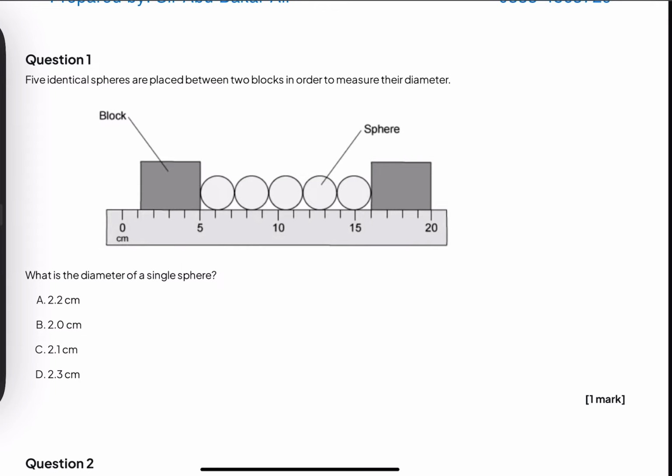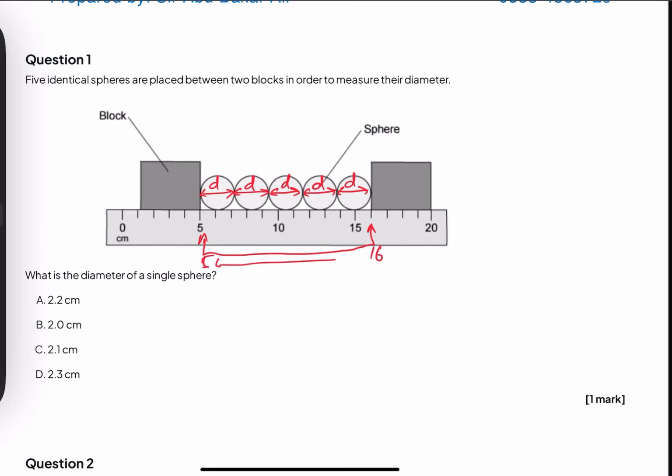Okay, as they are identical, the first diameter is this. This is also the diameter of a sphere. The third one, fourth, and fifth. And we know that for these five diameters, in total it's starting from 5 and ending at 16. This point is 16 basically.